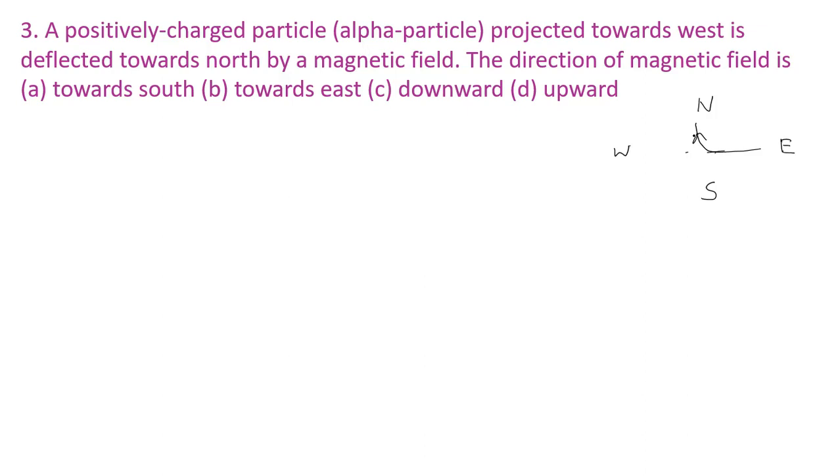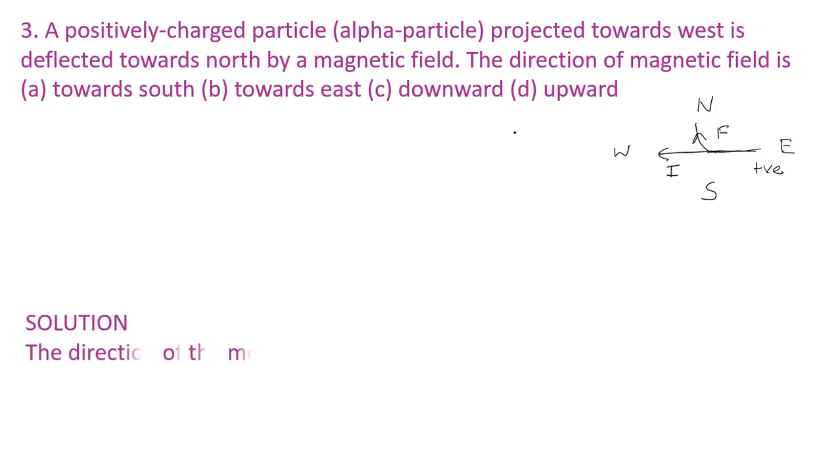So the direction of magnetic field will be, now over here this is the direction of force, and because alpha particle is a positive charged particle, the direction of current will be along west, or you can say from east to west. This is the direction of force. Now if we use Fleming's left hand rule, you have to put your middle finger from east to west, force vertically upwards, means from south to north.